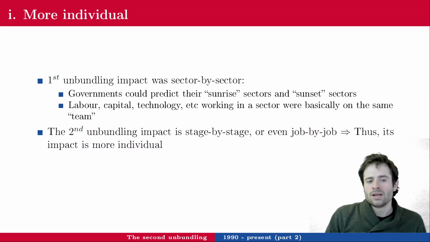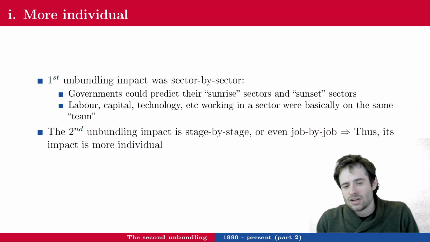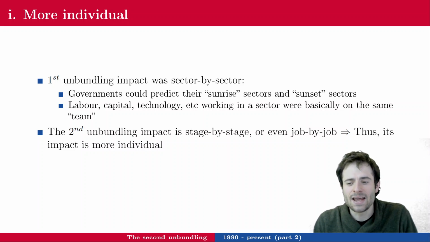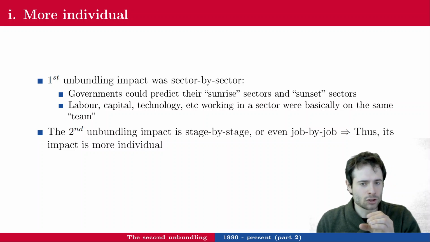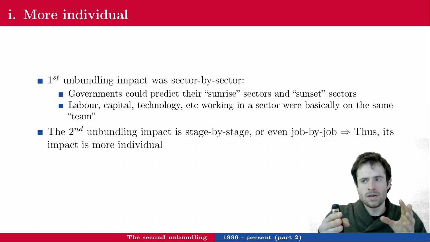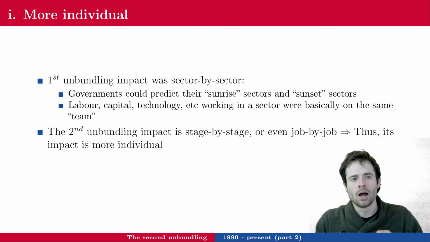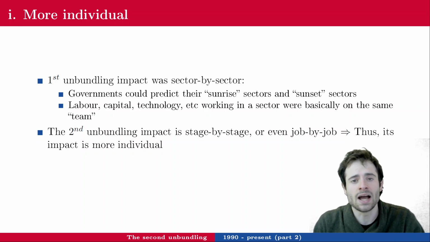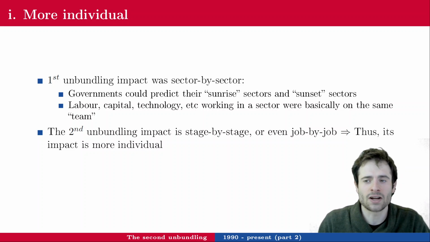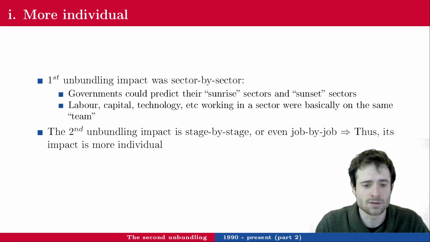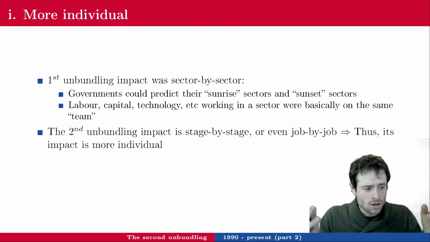With the second unbundling, it's not necessarily the case. Because now we are talking about stage by stage or job by job. If you need a specific skill to make a specific part of a good, but maybe the good is not produced in that same country, so only the design is done in that country, you just need the skilled workers. You don't need maybe the factory, you don't need the production facilities. So the impact now is more individual because of this fractionalized production process.